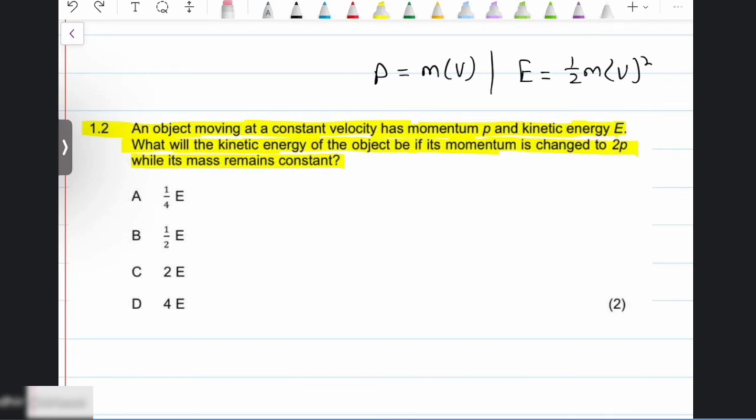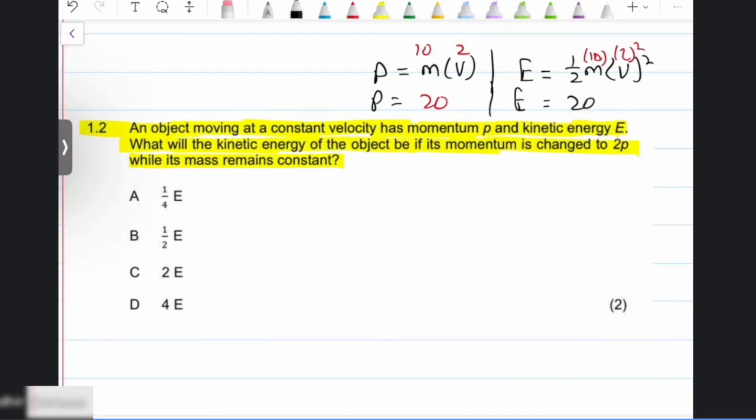Okay, so if we had this as 10 and this as 2, then your momentum is equal to 20. Then here, for an energy E, you have 10 and 2 squared. This is going to be a half times the 10 times the 2 squared, which is also going to be 20.